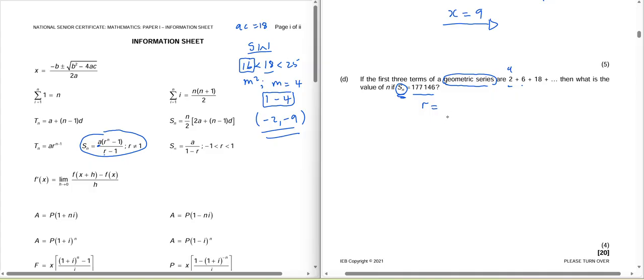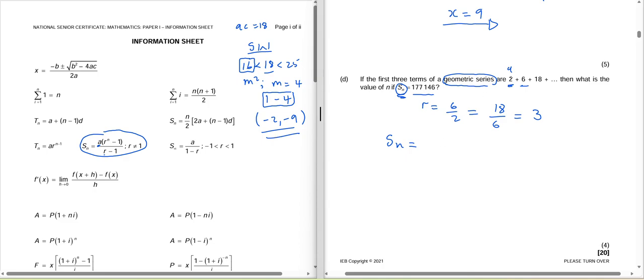So r is 6 divided by 2, or we can say 18 divided by 6, is going to give you the same answer, which is 3. And a, we say it is 2 already. Now Sn is going to be a is 2, r is 3 to the power of n, but n is what we need to solve, minus 1, everything divided by r minus 1, which is 3 minus 1, should be equal to the right hand side.